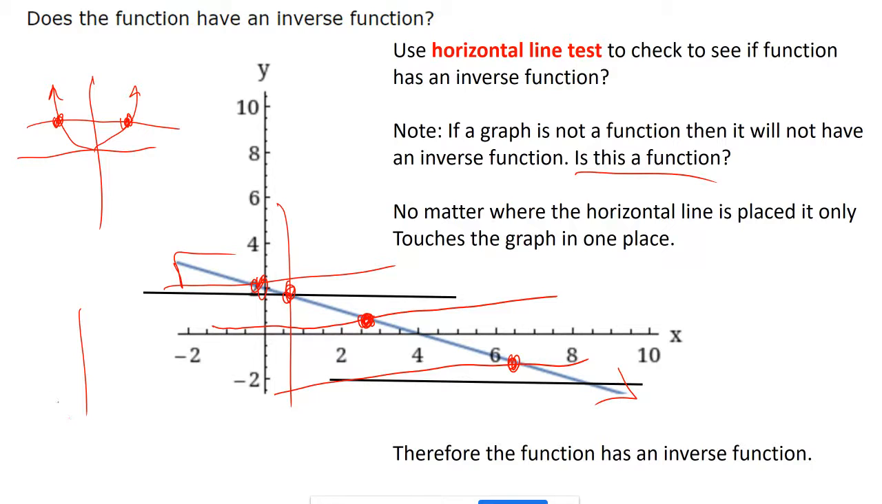Let me give you one more. What about this one? Hold on, let me see.